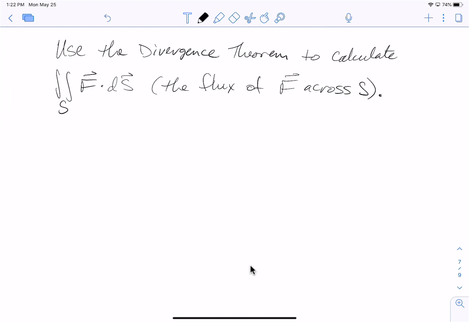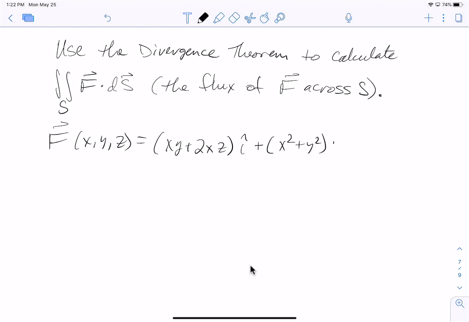We're again going to use the divergence theorem to calculate the flux of F across S. F in this case is the quantity of xy plus 2xz times i plus the quantity of x squared plus y squared times j plus the quantity of xy minus z squared k.